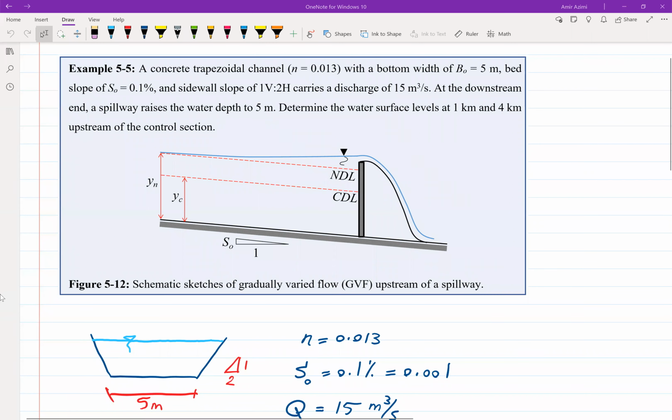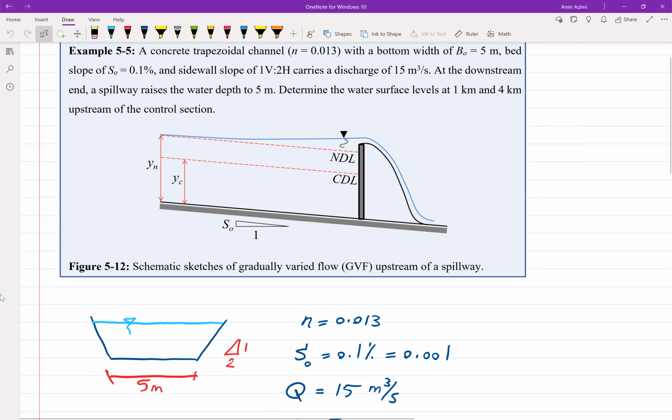Example 5-5 is about a concrete trapezoidal channel with a Manning constant of 0.013, with a bottom width of 5 meters and bed slope of 0.1%. The sidewall slope is 2 horizontal to 1 vertical, and it carries a discharge of 15 cubic meters per second. So at the downstream end, the spillway raised the water depth to 5 meters.